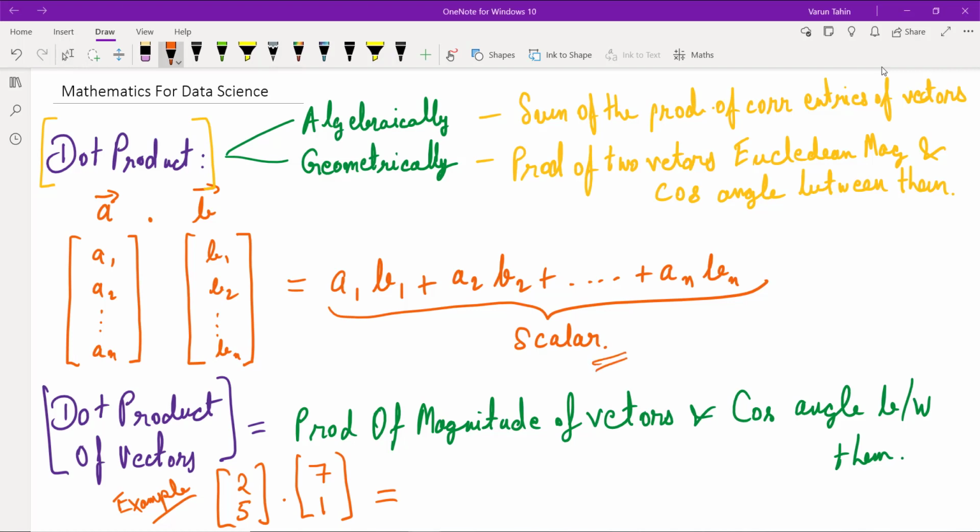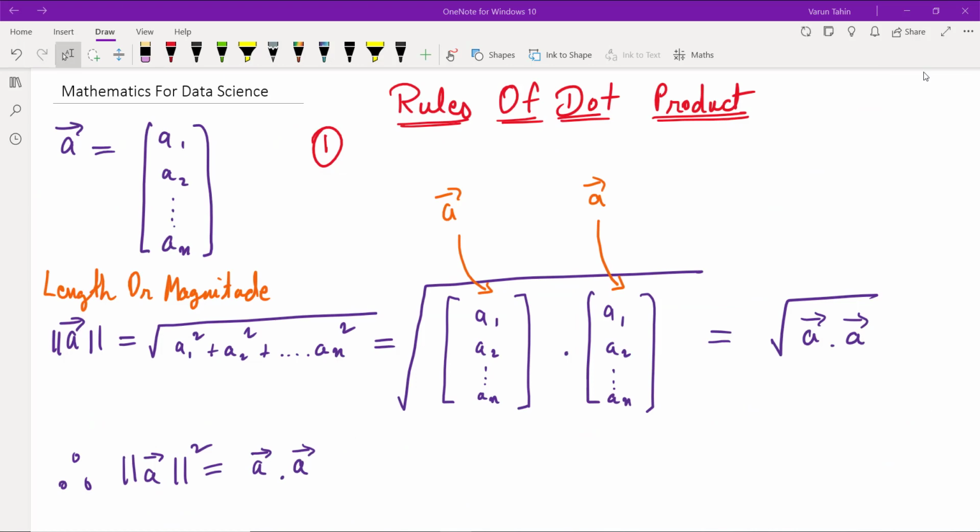Now let's say that we have these individual vectors and we have to calculate the dot product. So the dot product becomes 2 into 7 plus 5 into 1. So this will be 14 plus 5, which is 19. Now let's look at some of the rules of the dot product.